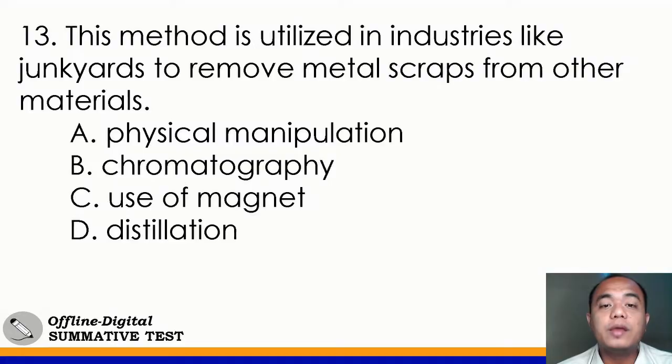Number 13, this method is utilized in industries like junkyards to remove metal scraps from other materials. A. Physical manipulation, B. Chromatography, C. Use of magnets, or letter D. Distillation. The correct answer for number 13 is letter C. Use of magnets.